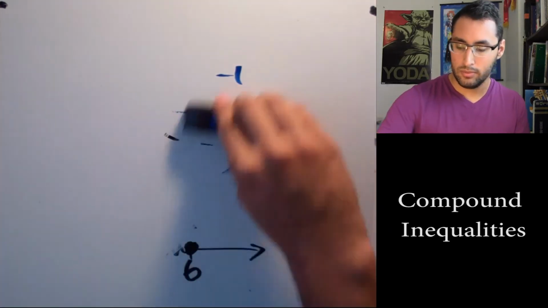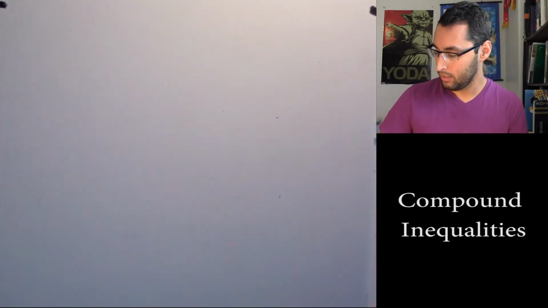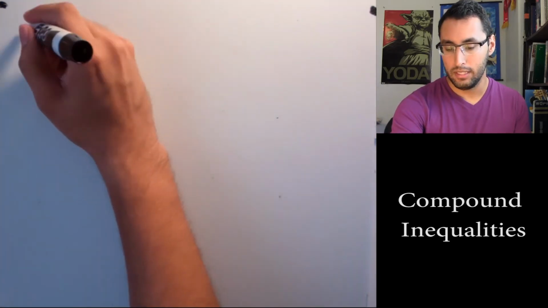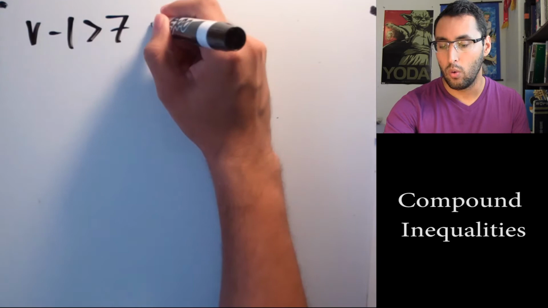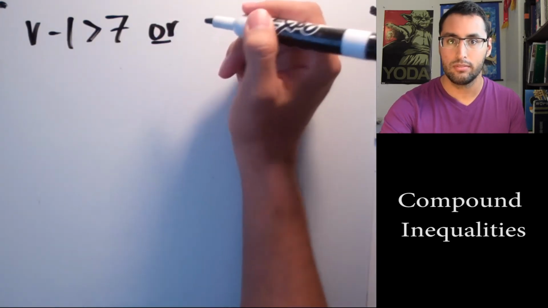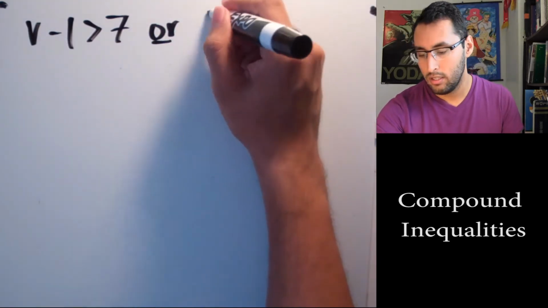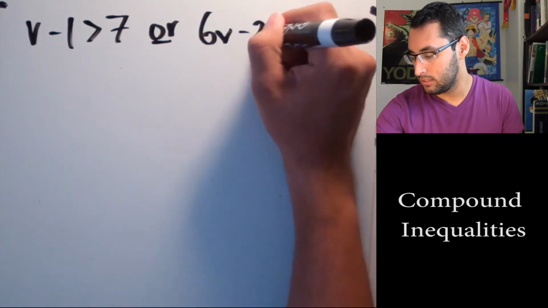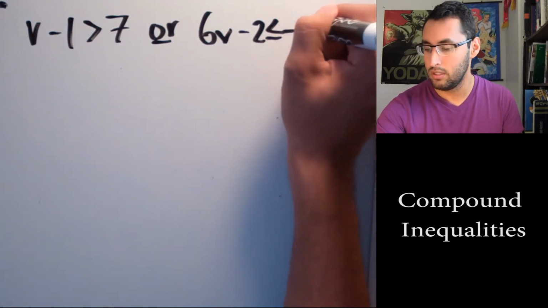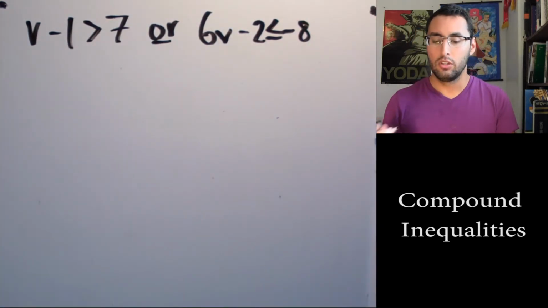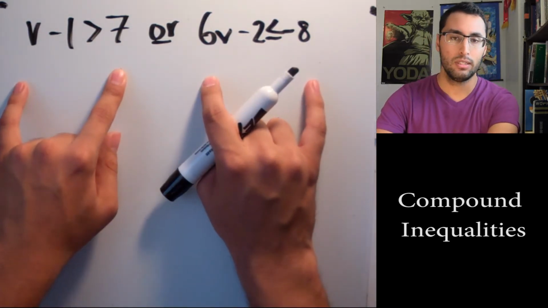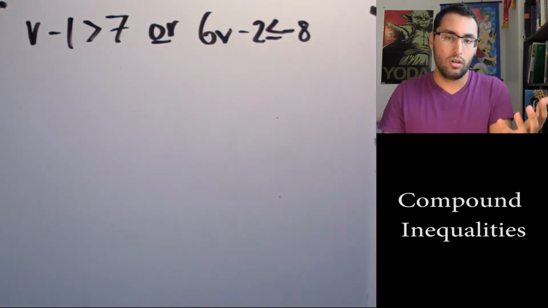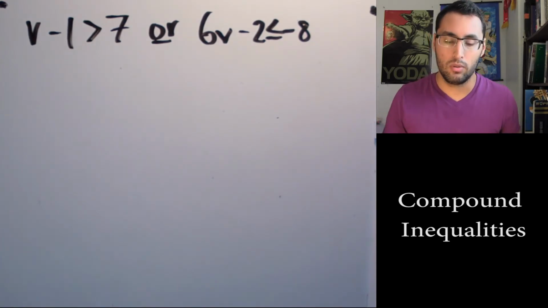Alright, so an OR inequality. So one more example. Let's have b minus 1 is greater than 7, or, okay, so that word tells me it's an OR inequality. 3b minus 2 is less than or equal to negative 8. Okay, so for this, you're just solving two regular inequalities, but you're doing it at the same time. Okay, and we're calling it a compound inequality problem.